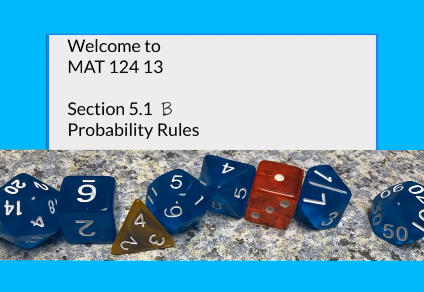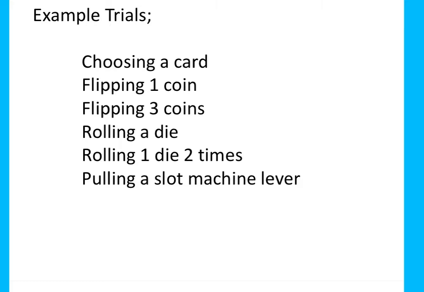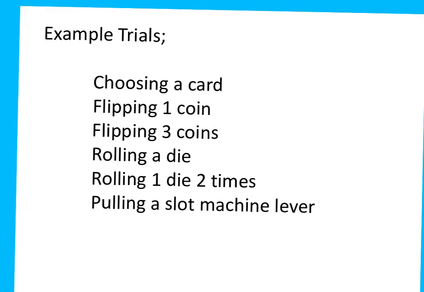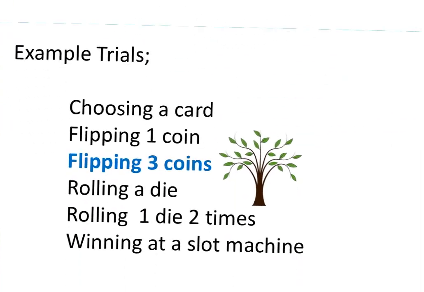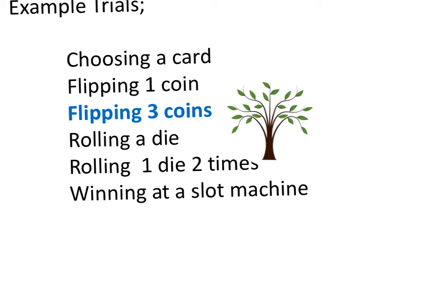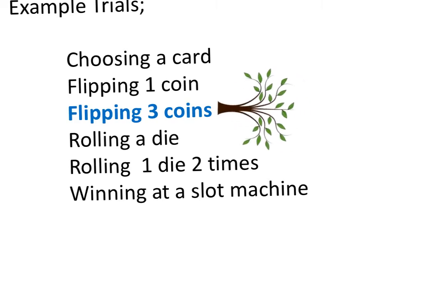Okay, welcome back to Math 124.13, Section 5.1, the second video, Video B, on probability rules. Here is where we left off, talking about different examples of trials. When we're looking at these in depth, there's a technique that we can use. So let's take a closer look at flipping three coins, and we're going to use a technique known as a probability tree to do this.